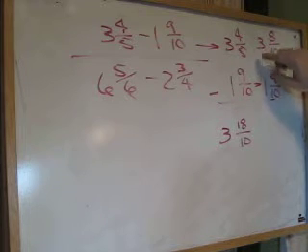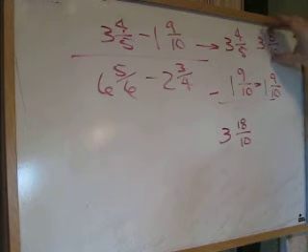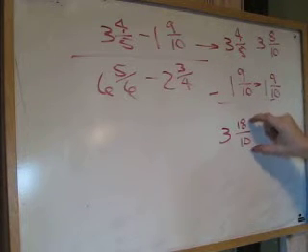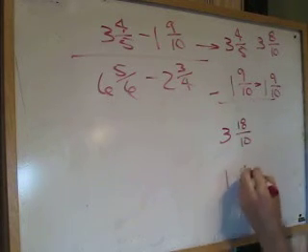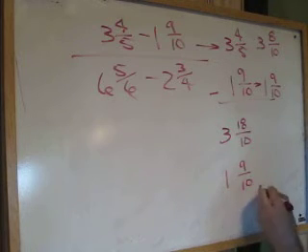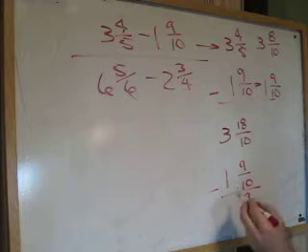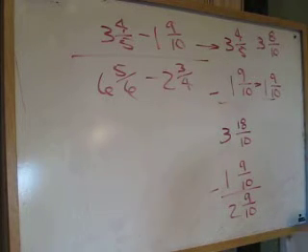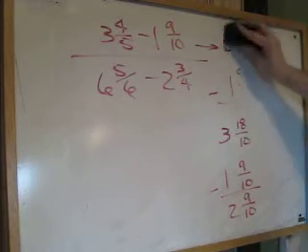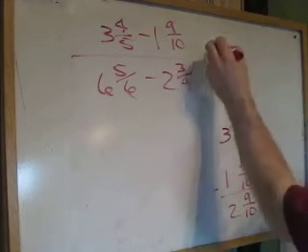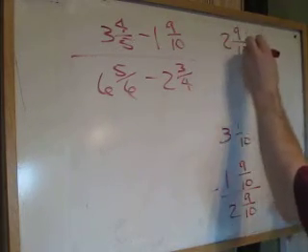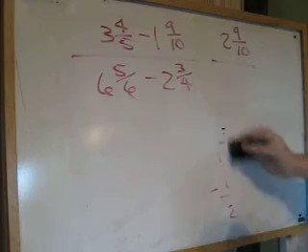So we had 3 and we borrowed 1, so this became 1 and 8/10. We changed it to an improper fraction, which gave us 18/10. And then our bottom, we didn't do anything to, like normal. We subtract, and we have 9/10 on the bottom. 3 minus 1 is 2. So all that work gave us 2 and 9/10 on the top. Okay, so we're done with the top.